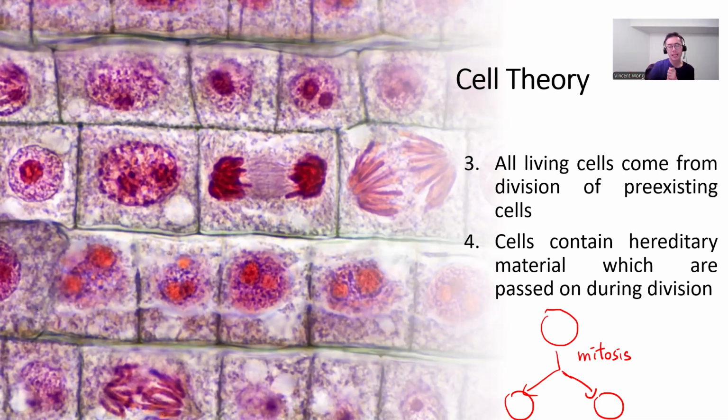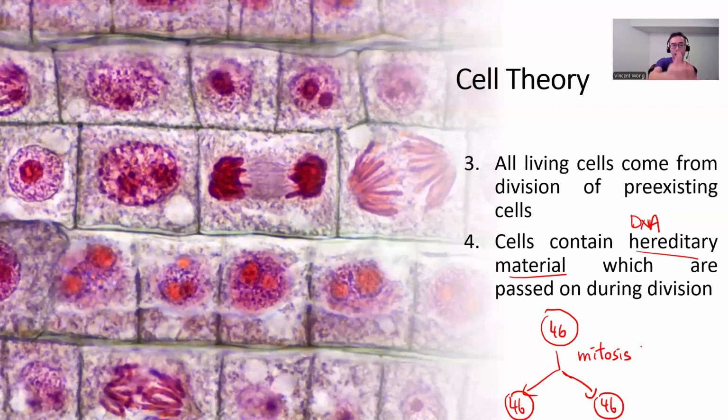Okay? Cells also, this is the 4th part now, cells also contain hereditary material. These are like DNA, generally speaking, which are passed on during division. So last time I asked you guys, how many chromosomes do you have? Does anybody remember? 46. Yep, so you start with 46 chromosomes. And when the cell divides, you actually need to copy all your DNA. And in the end, each cell will have 46 chromosomes.